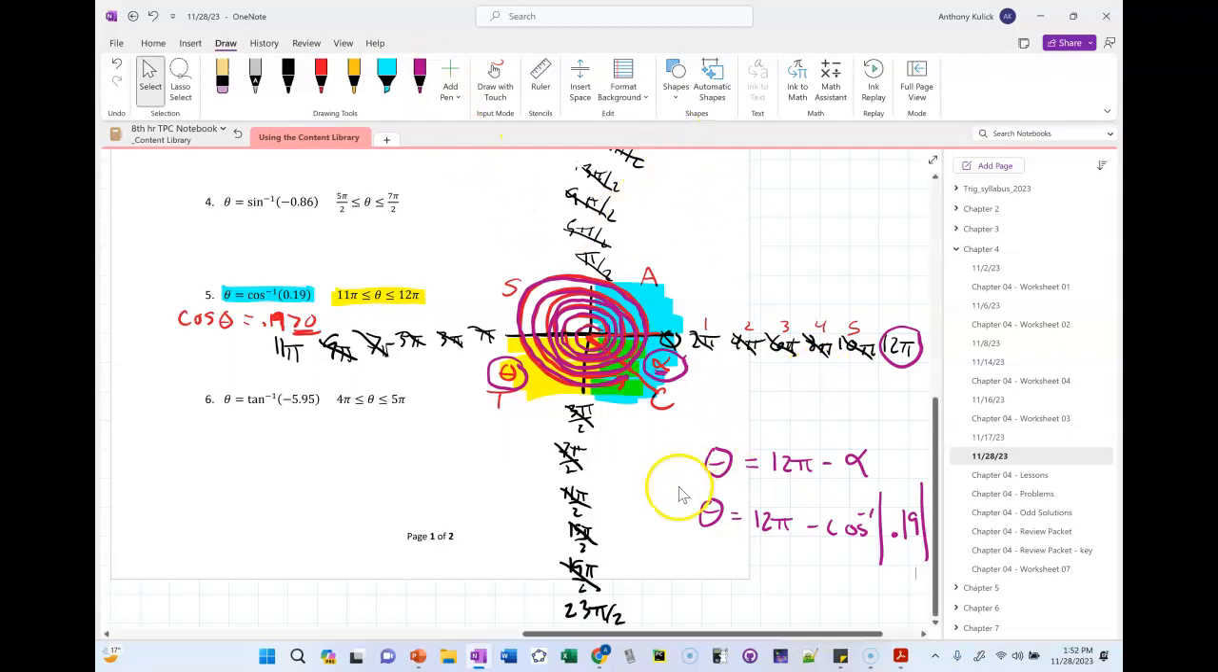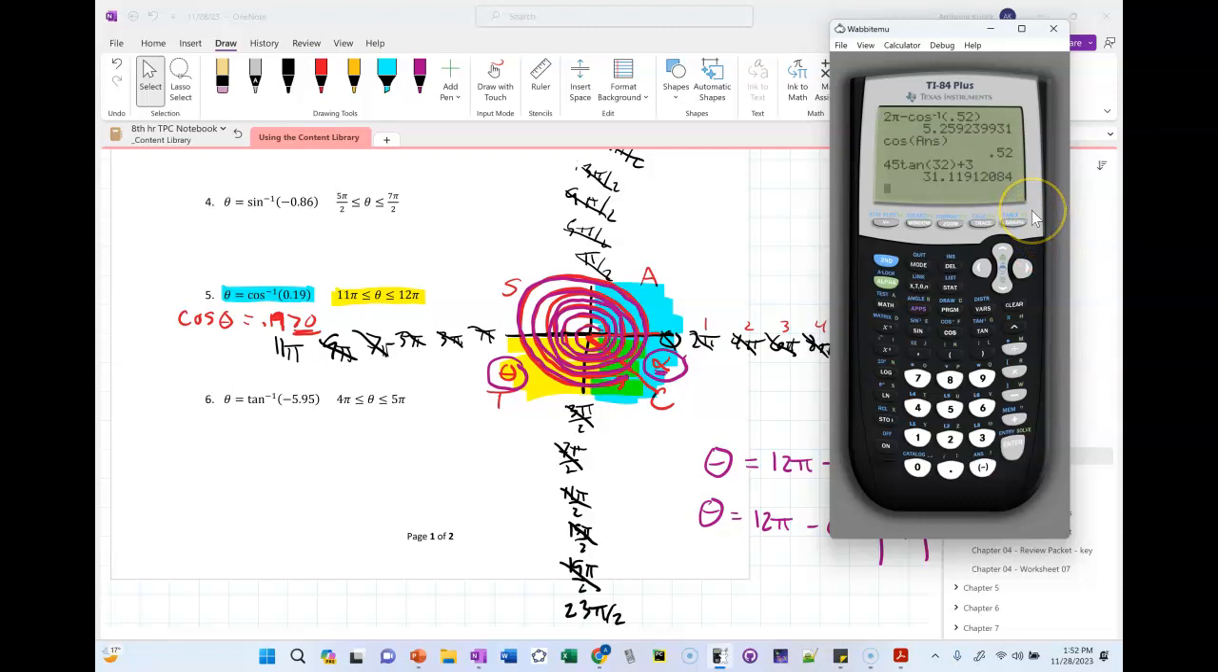And now it's calculator time. When I type this into my calculator, what do I have to be careful about? My mode, particularly in this chapter, because we've been using our calculator sometimes in degree and sometimes in radian. I know my answer should be in radian because the interval I was given was in radians. So I'm just going to double check. Oh, it's a good thing I double checked. I was in degree mode.